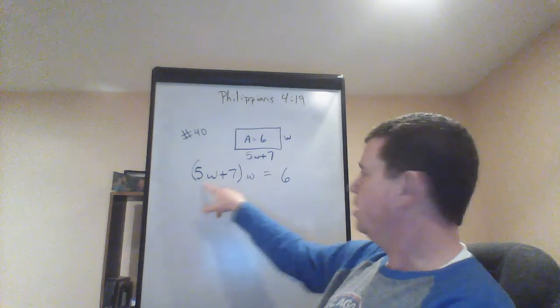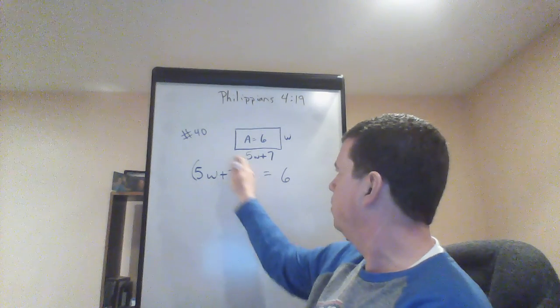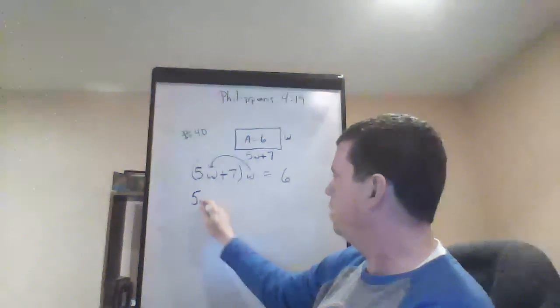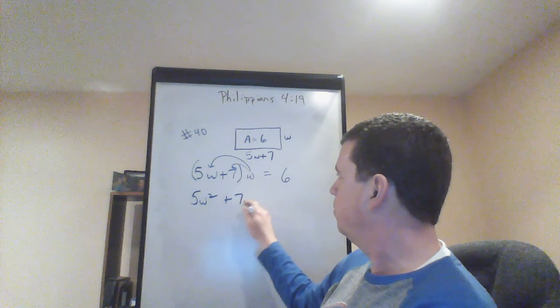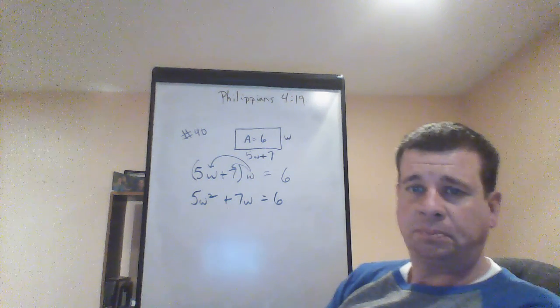All right. So I've got to do some distributing here. And again, I can distribute from the right just like I can from the left. So W times 5W is 5W squared. And W times 7 is 7W. And it still equals 6.